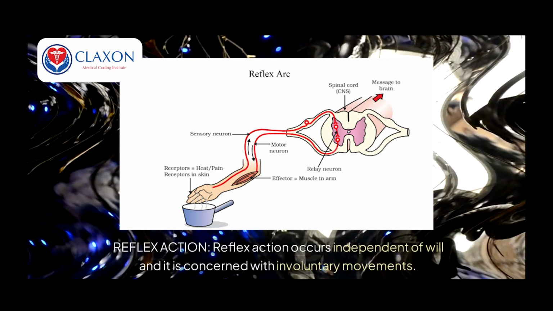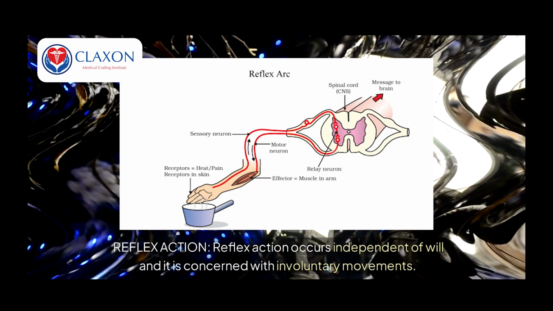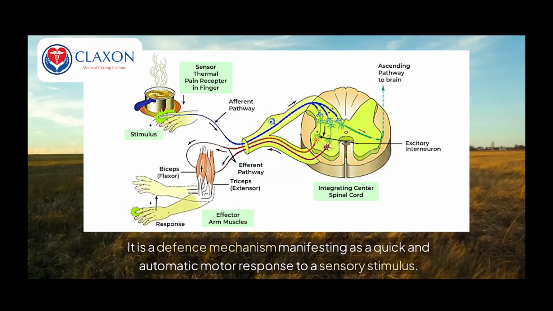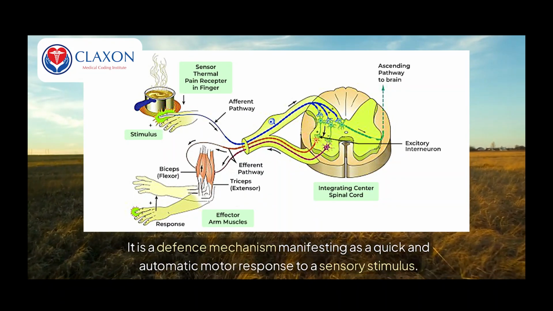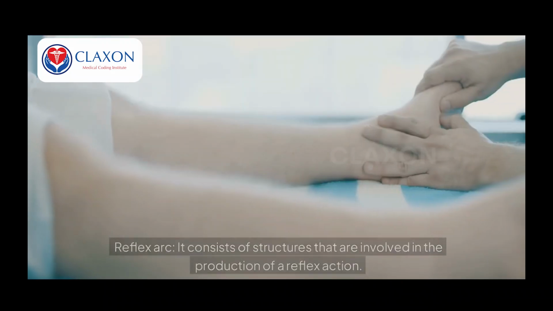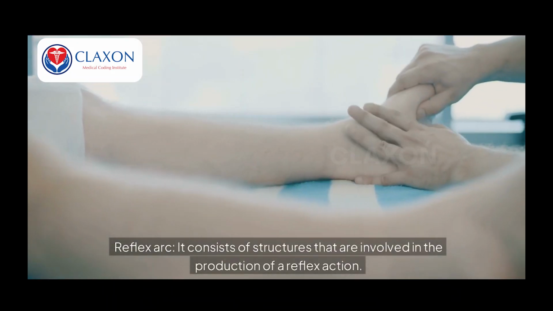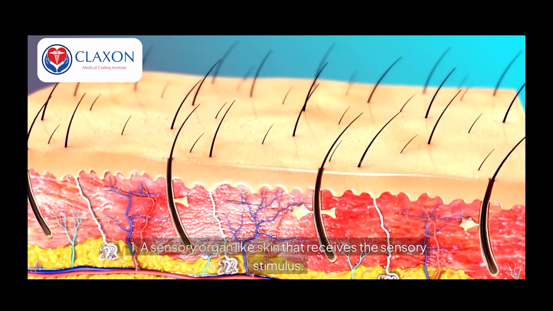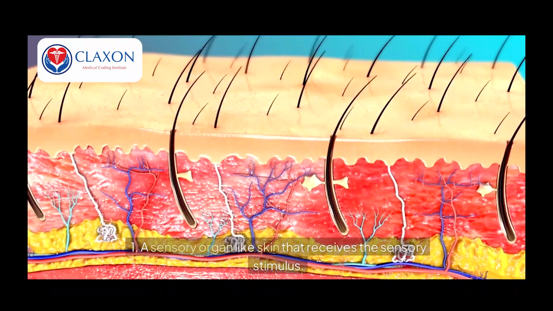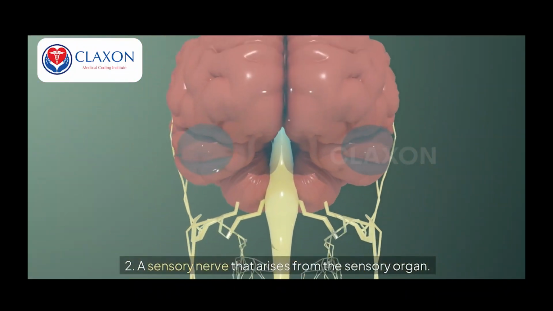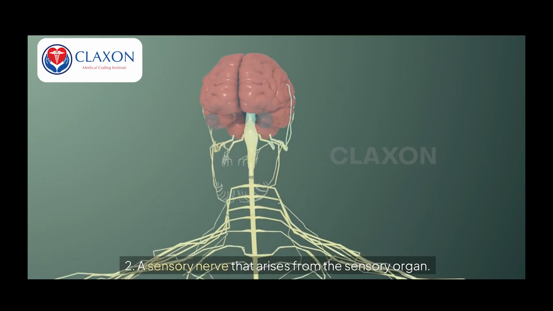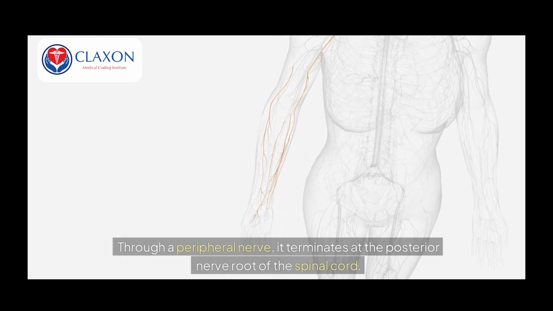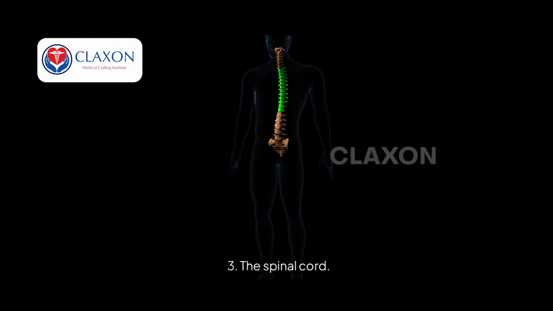Reflex action. Reflex action occurs independent of will and it is concerned with involuntary movements. It is a defense mechanism manifesting as a quick and automatic motor response to a sensory stimulus. Reflex arc. It consists of structures that are involved in the production of a reflex action. 1. A sensory organ like skin that receives the sensory stimulus. 2. A sensory nerve that arises from the sensory organ. Through a peripheral nerve, it terminates at the posterior nerve root of the spinal cord. 3. The spinal cord.